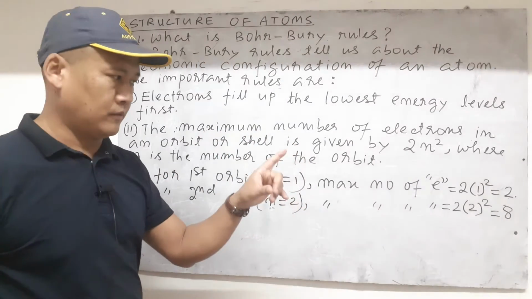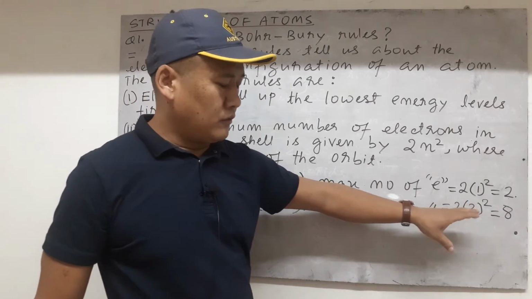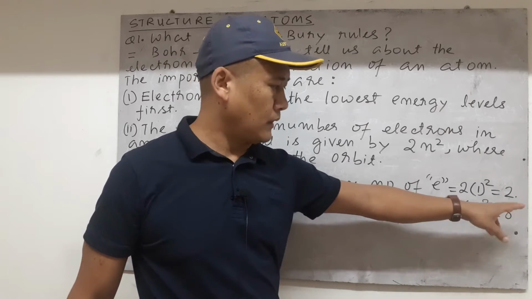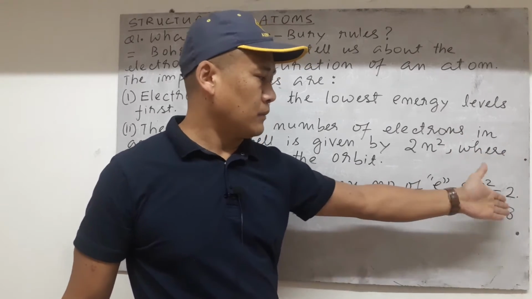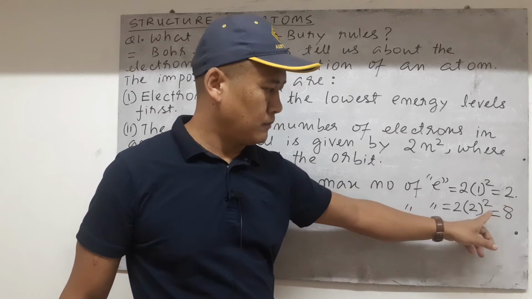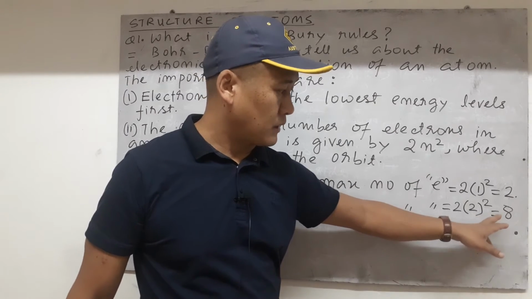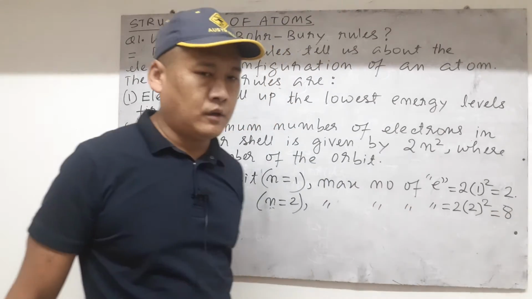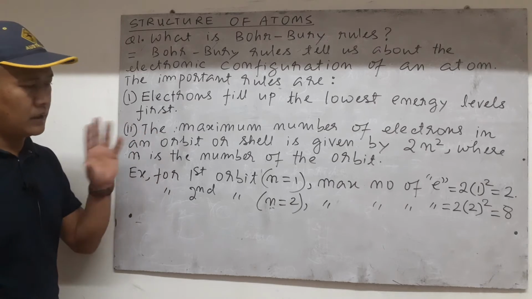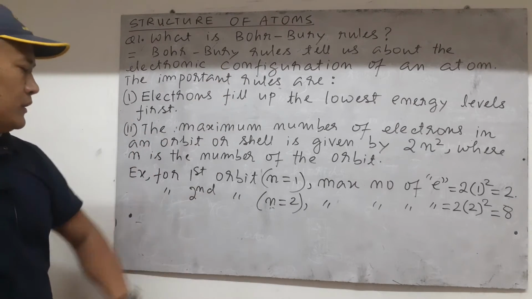So the maximum number of electrons that can be accommodated in the second shell is not more than 8. In other words, there can be no atom where the second orbit has 9 electrons or 10 electrons. No, the maximum is 8. There can be fewer than that, 7 is possible, 6, but not beyond 8. No atom will have more than 8 electrons in the second shell. That is what the second rule of Bohr-Bury is telling us.